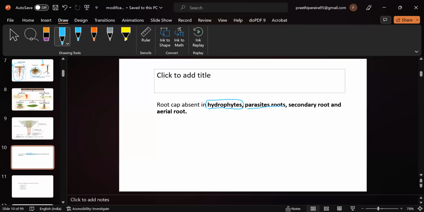Parasitic roots मतलब parasitic plants में root cap नहीं होगा, क्योंकि they have to penetrate into the host plant, है ना? Penetration करना है, तो root cap problem देगा. And secondary roots में भी root cap नहीं रहेगा. Primary root में root cap होगा. Secondary roots तो इतना deep नहीं जाते, it doesn't go into unknown area, it's just on the top soil. And aerial roots, मतलब जो roots ऊपर से आते हैं, उनमें भी root cap नहीं होगा. So these are the places where you will not find root cap.